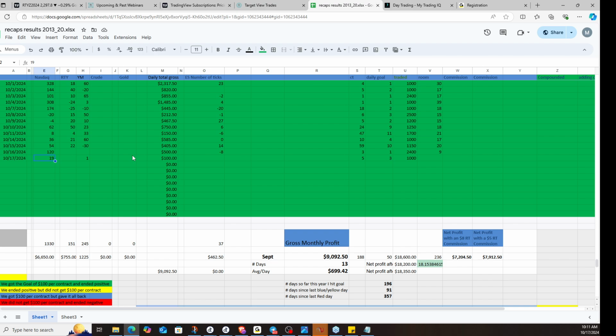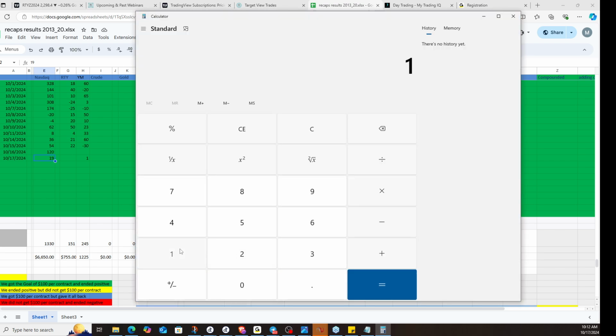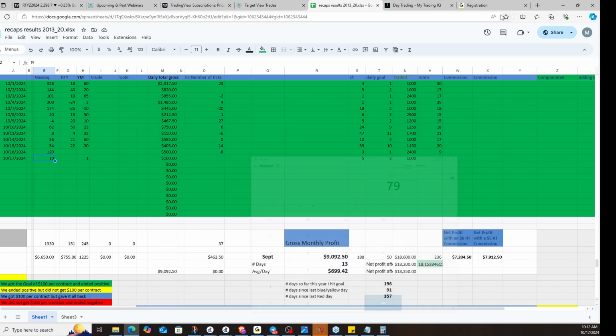So we were at 115 ticks, and now we're at 115 minus 36, whatever that is. 115 minus, my brain's not doing math right now. Not that math. Minus 36. That's 79, that's what I thought. 79. Okay. So we're at 79 on the NQ.